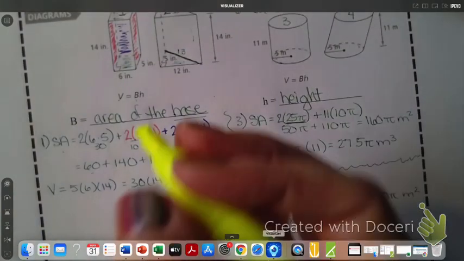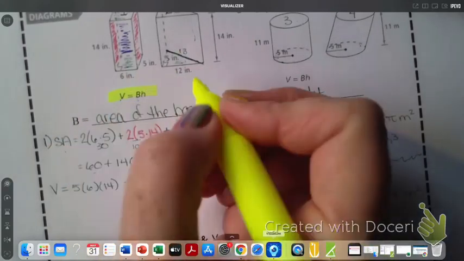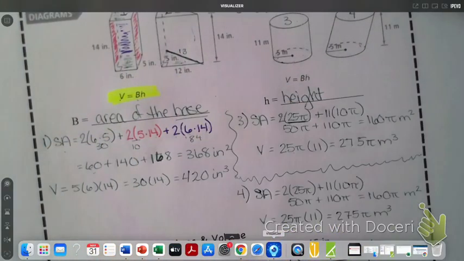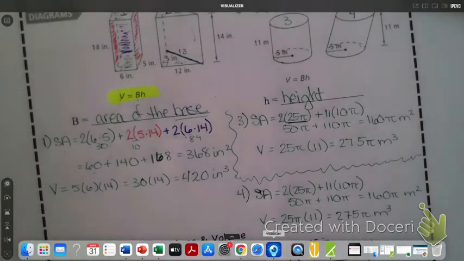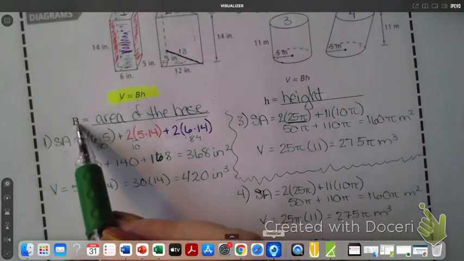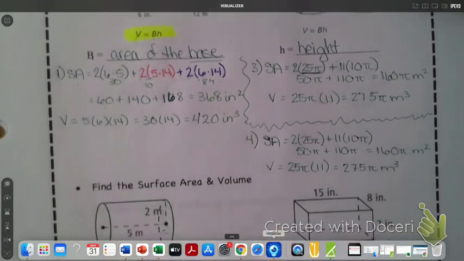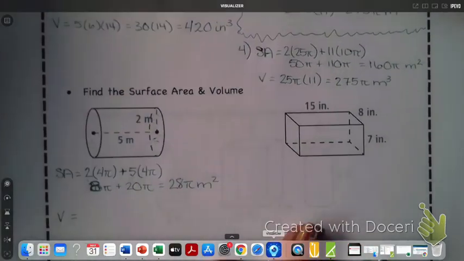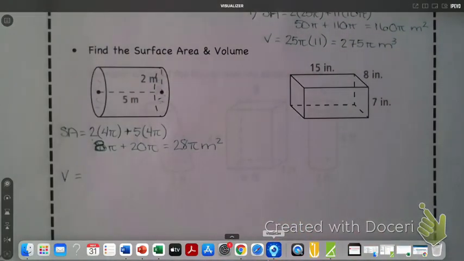Right up here you have a formula, right? Base times height. Okay, what's the big B stand for? The area of the base. So this is a cylinder, so my base is a circle, correct? So what is the area of my base?